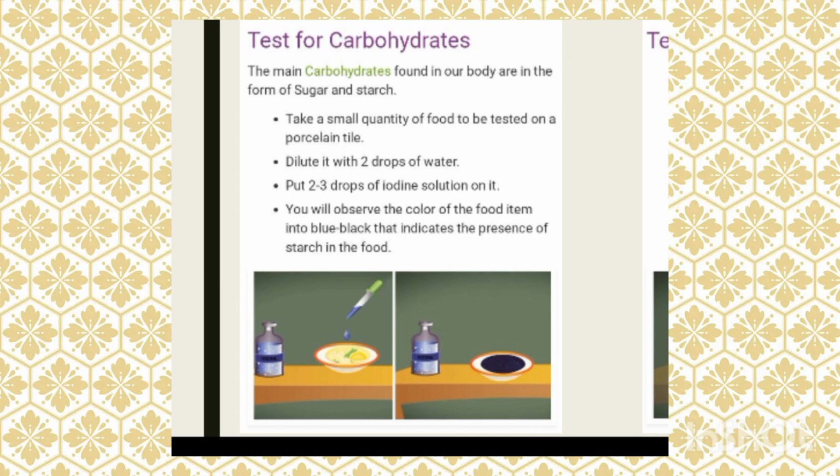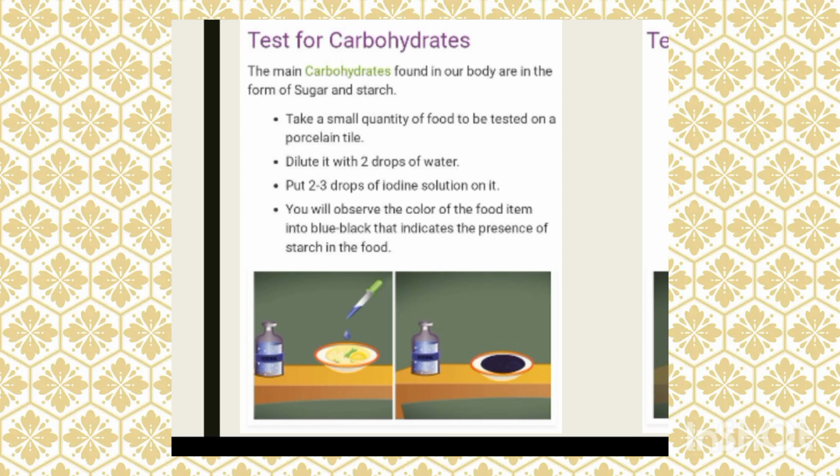Take a small quantity of food to be tested on a petri dish. Dilute it with 2 drops of water. Means whichever food you are taking, like we are taking rice, what we would do is dilute it and make a liquidy paste. Put 2 to 3 drops of iodine solution on it. Iodine is a nice blue black color liquid. When you pour it on your carbohydrate rich food, it turns into a blue black color, and if it does not, it means it doesn't have the presence of starch in the food.